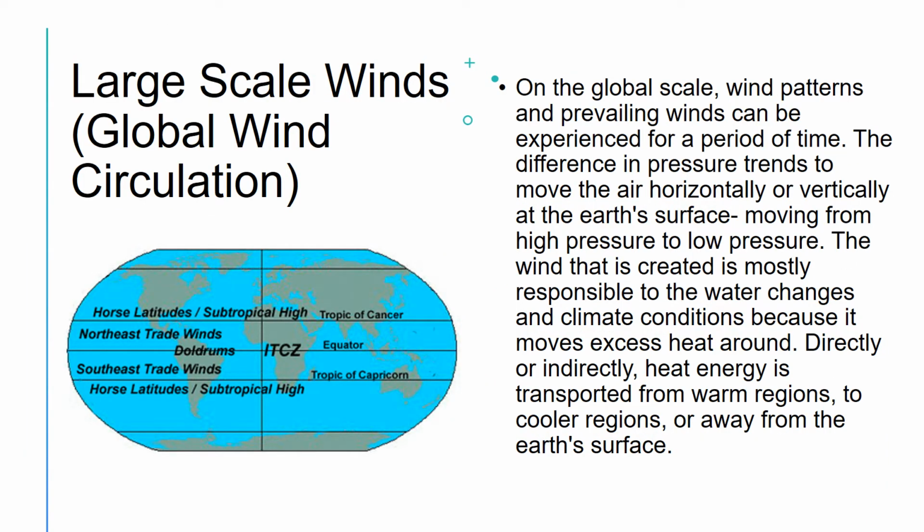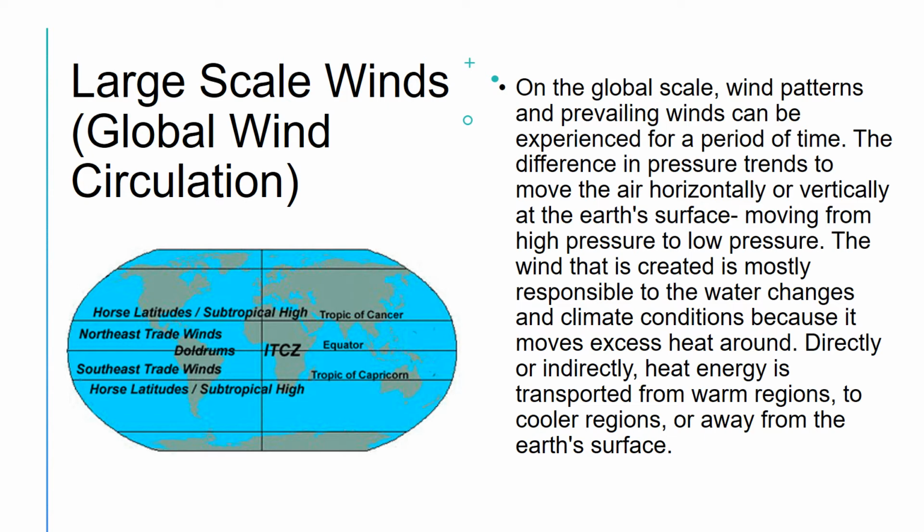Then, large-scale winds or global wind circulation. So, on the global scale, wind patterns and prevailing winds can be experienced for a period of time. The difference in pressure tends to move the air horizontally or vertically at the Earth's surface, moving from high pressure to low pressure. The wind that is created is mostly responsible for weather changes and climate conditions because it moves excess heat around. So directly or indirectly, heat energy is transported from warm regions to cooler regions or away from the Earth's surface.